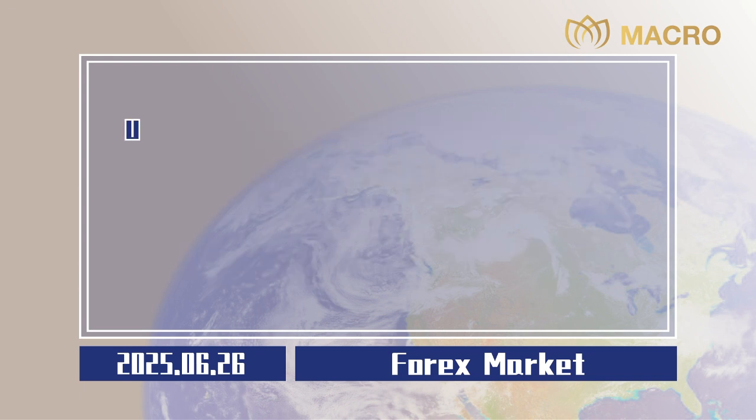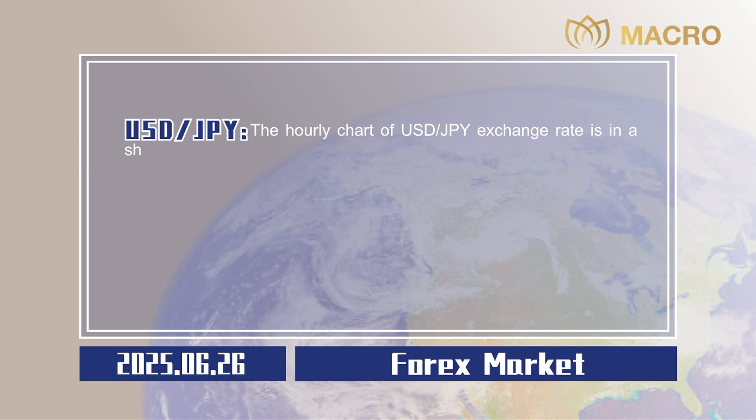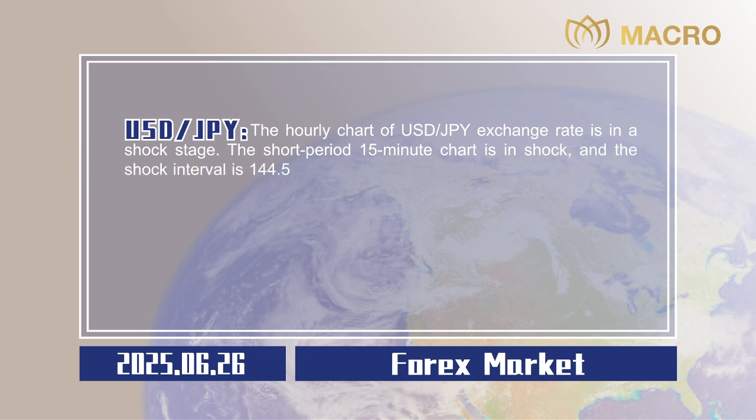0.0020. US dollar to Japanese yen. The hourly chart of US dollar to Japanese yen exchange rate is in a shock stage. The short-term 15-minute chart is in shock, and the shock interval is 144.56 to 144.97.